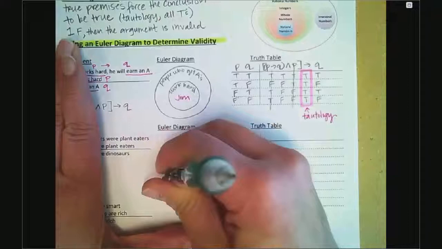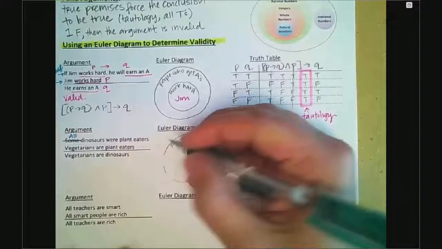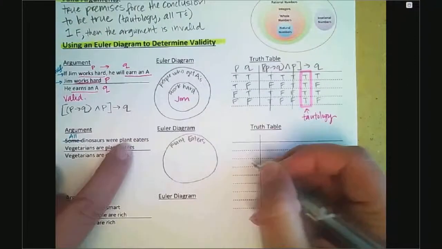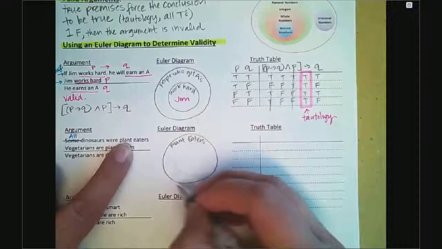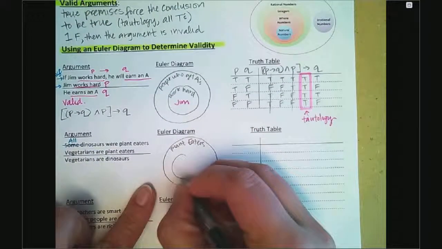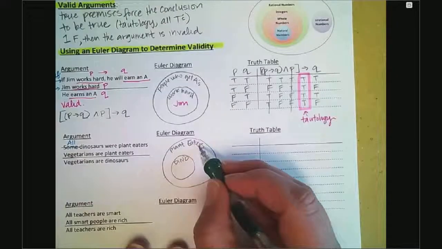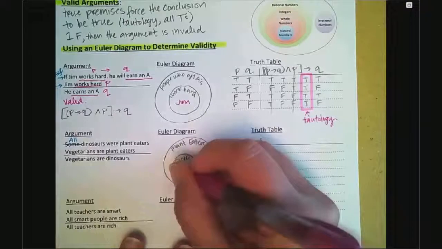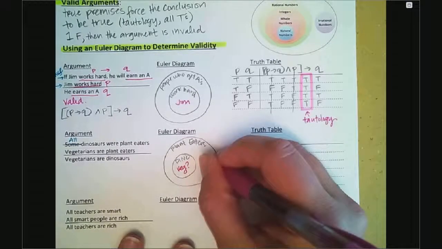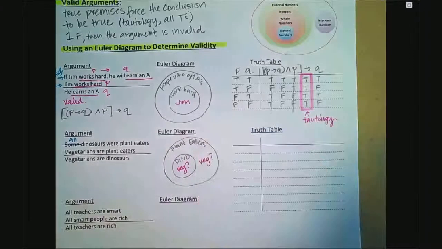All dinosaurs are plant eaters. Here are the plant eaters. In that, I'm going to put the set of dinosaurs. I know vegetarians are plant eaters. So vegetarians belong inside the plant eater circle, but are they here or are they here? Because it's not perfectly clear, I would say that this is invalid.